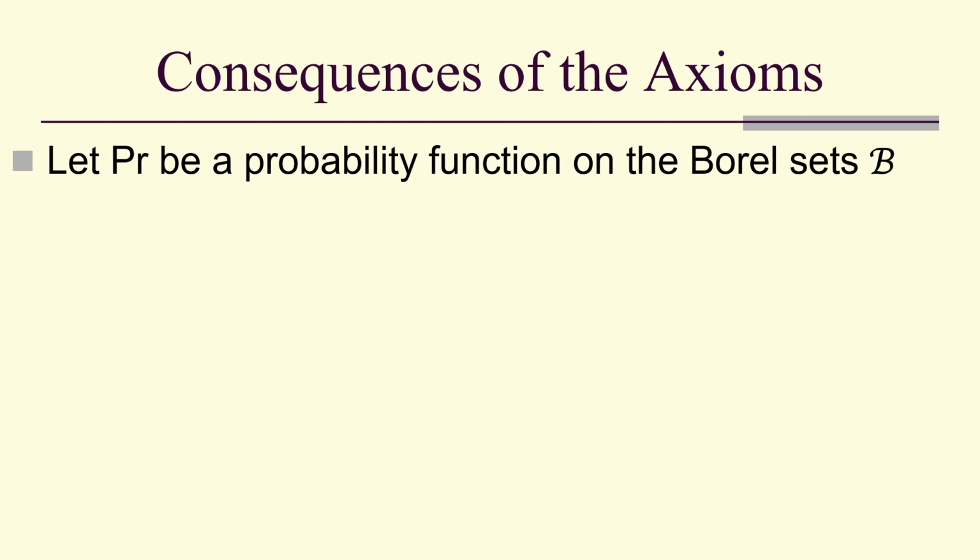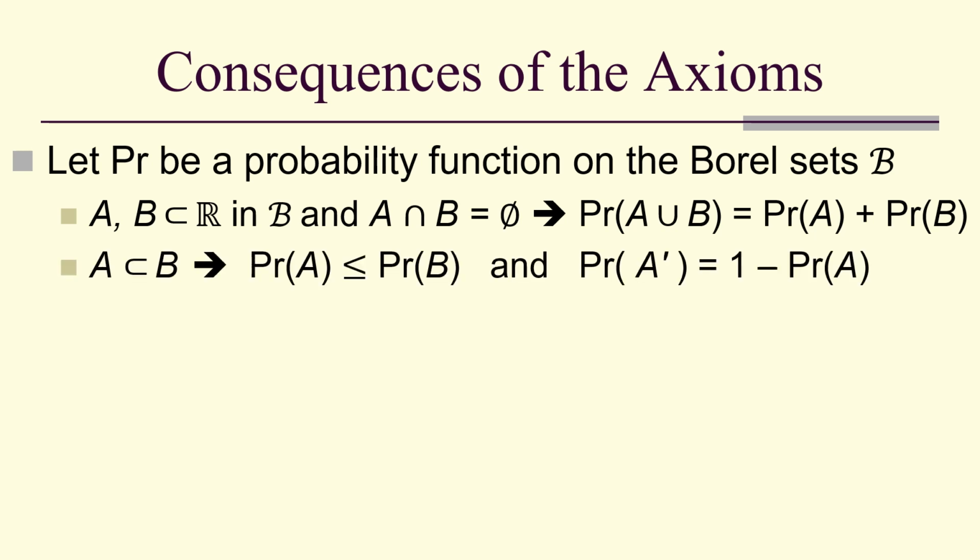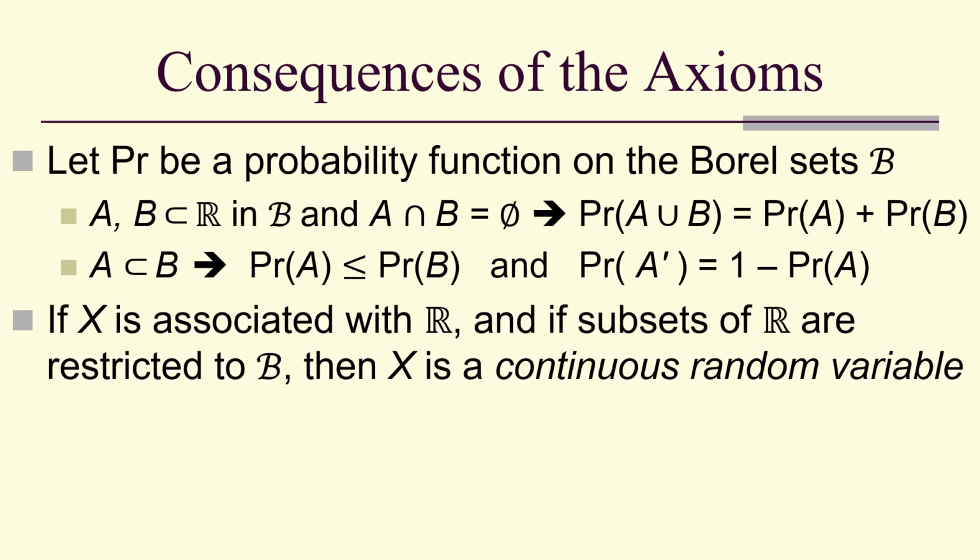So if P is a probability function on the Borel subsets, then the probability of A union B is the probability of A plus the probability of B if they're disjoint, and that's just because countable includes if there's only two. If A is a subset of B, it's easy to show that the probability of A is less than or equal to the probability of B, and the probability of A prime is 1 minus the probability of A. So we have the usual things we had with axiomatic probability for finite sets. Now we're going to say that if X is associated with R, and we're only allowed to use the Borel subsets of R, then X is a continuous random variable.